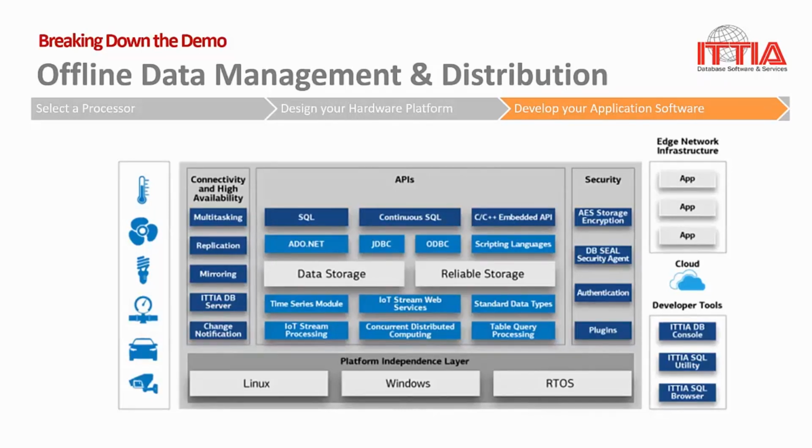The data distribution that ITTIA DB SQL offers allows a system of devices to share data. Redundancy is a key aspect for high availability as it allows data to be kept in more than one device and eliminates a single point of failure. High availability is often used with server environments as a safety feature to protect critical data. And now we have it for the devices.